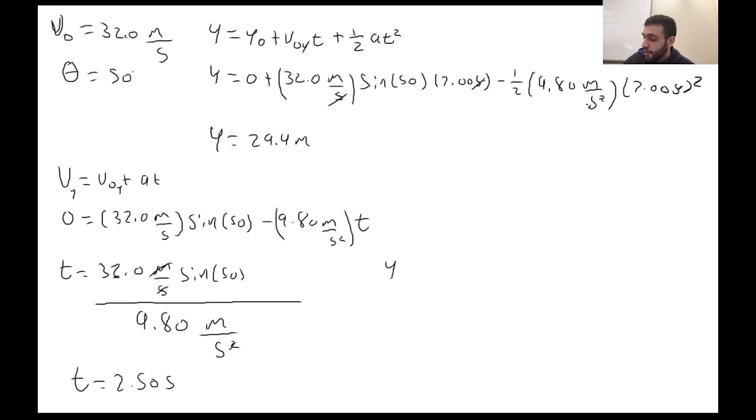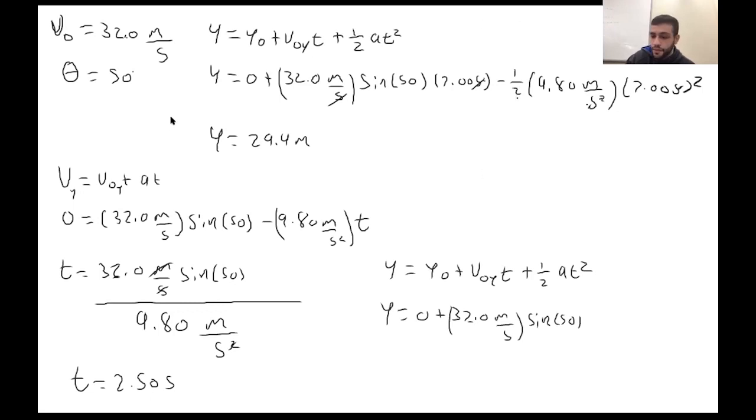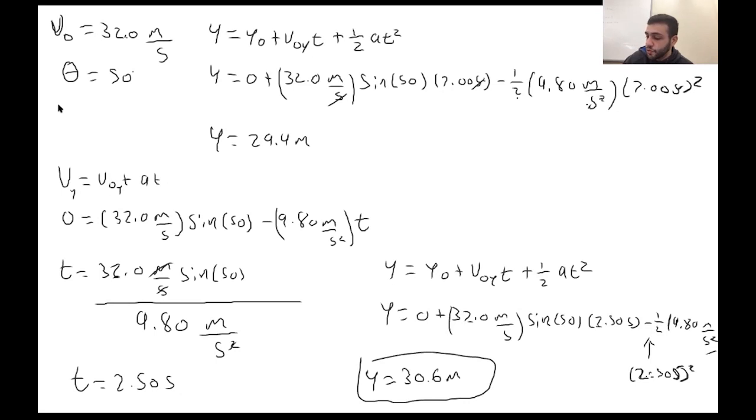If we go back, we can plug that into y equals y naught plus v naught y times t plus 1/2 a t squared. Y is equal to 0 plus 32.0 meters per second times sine 50 times 2.50 seconds minus 1/2 times 9.80 meters per second squared, multiplied by 2.50 seconds squared. Oh, I'm sorry, this should be 2.50 seconds. So what do we get when we plug that in? We get y is equal to 30.6 meters.